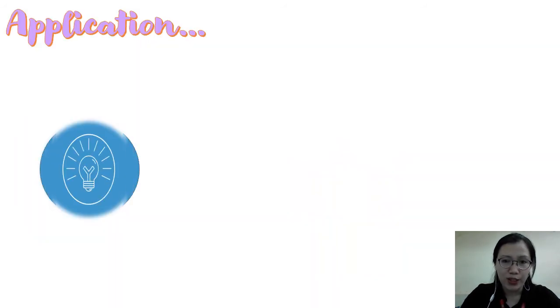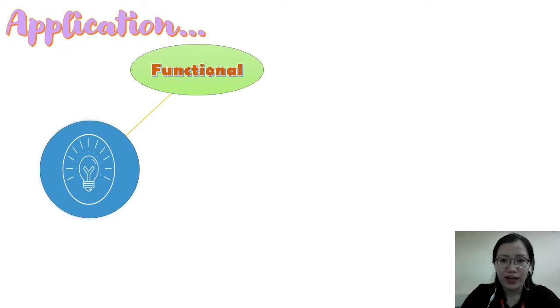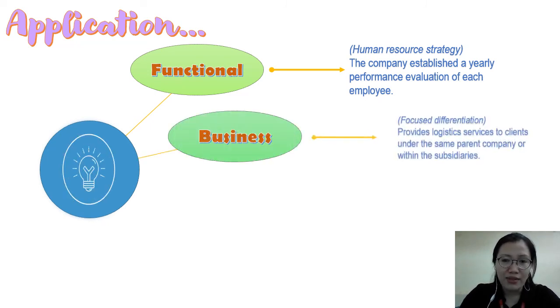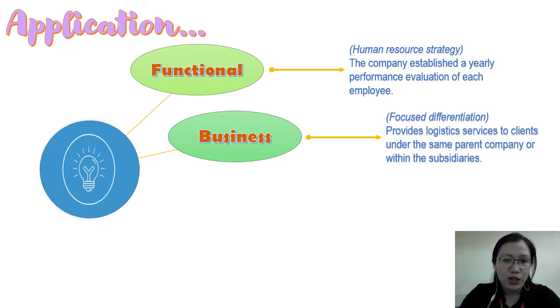Okay, so for the application of the strategies, first is the functional level strategy. I will give an example on the human resource strategy. In the company I am currently connected with, the company established a yearly performance evaluation of each employee. The result of the evaluation will become the basis of the annual salary increase. For the business level, I will give an example on focused differentiation. In the company I am currently connected with, we provide logistics services to clients under the same parent company or within the subsidiaries only. So we are targeting only a narrow market.